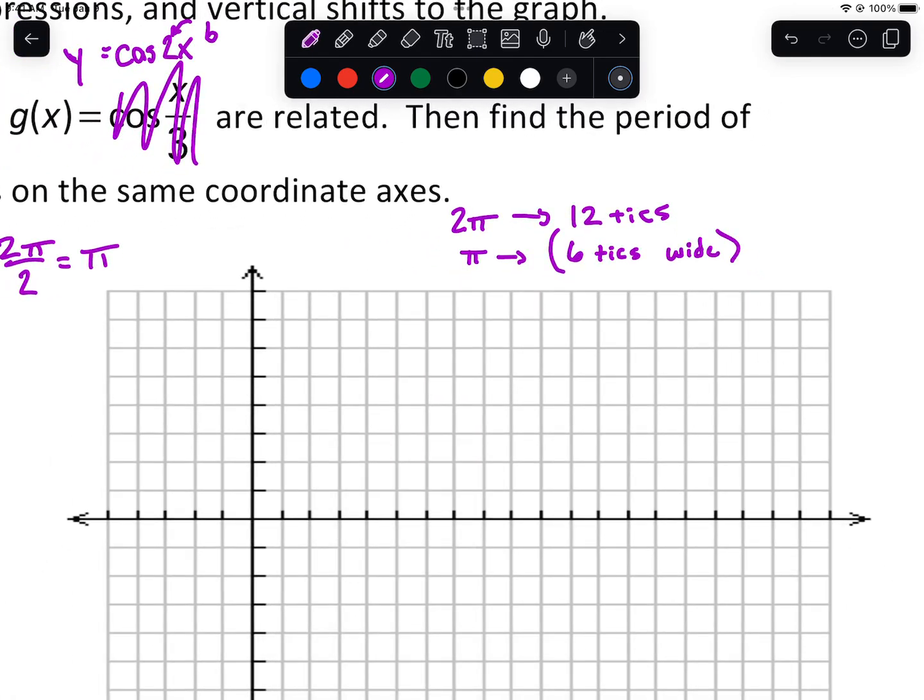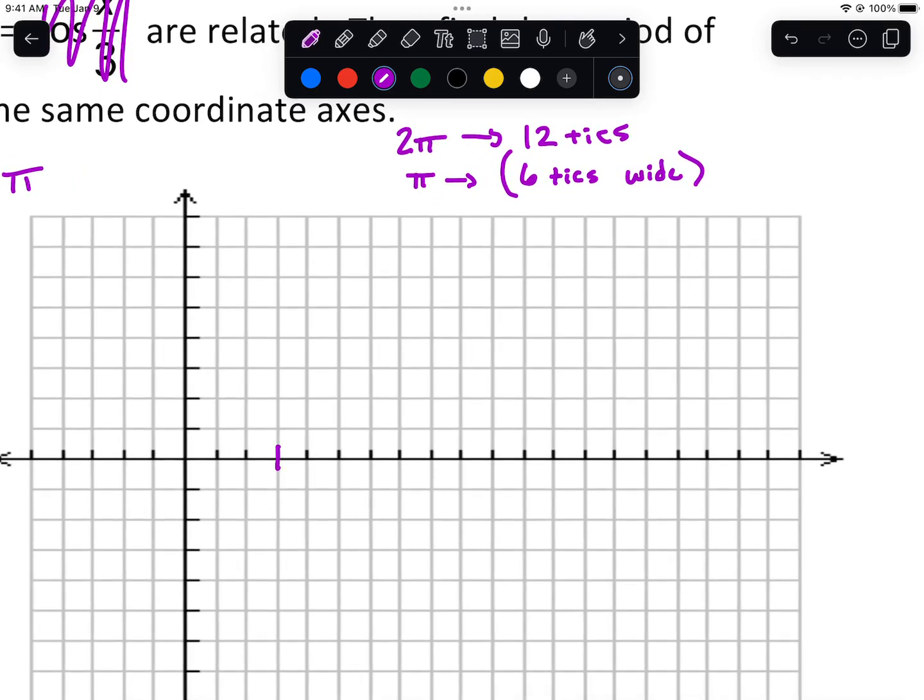If we follow that same scale, I'm going to start labeling everything here. Here's pi over 2. After 3 ticks, 6 ticks should be pi. That should be how long it is. Let's go ahead and put in the 3 pi over 2 and 2 pi as well.